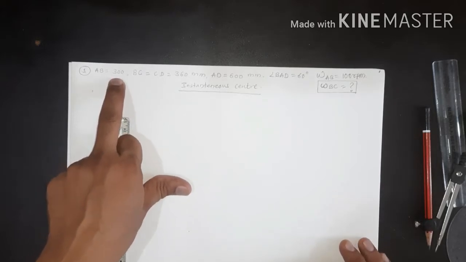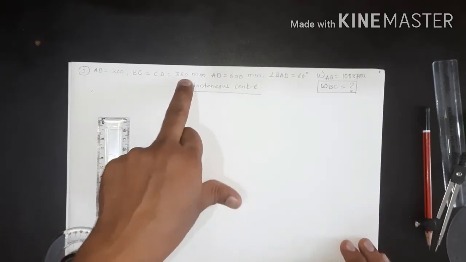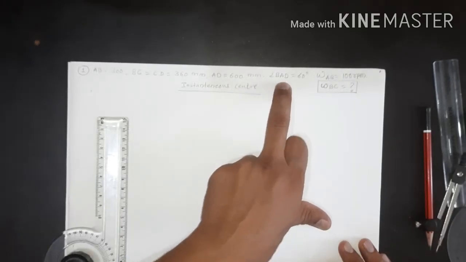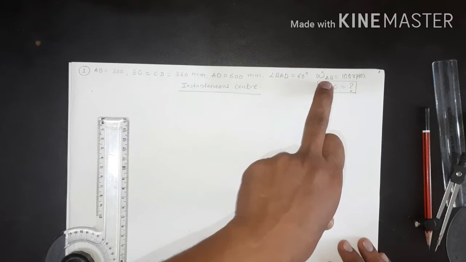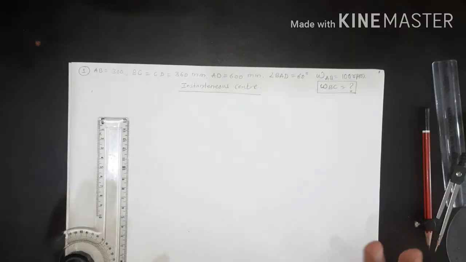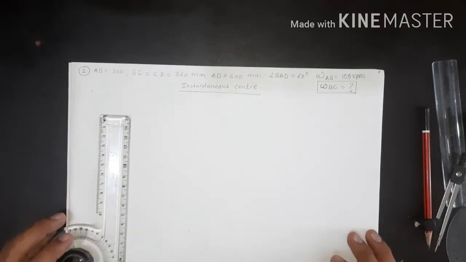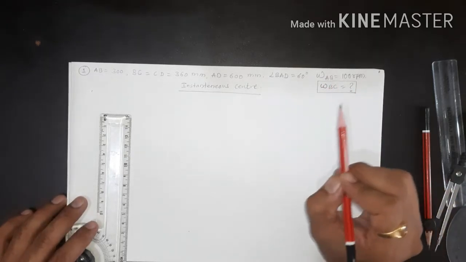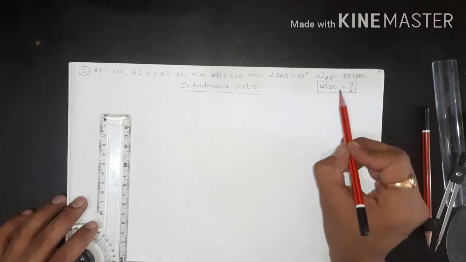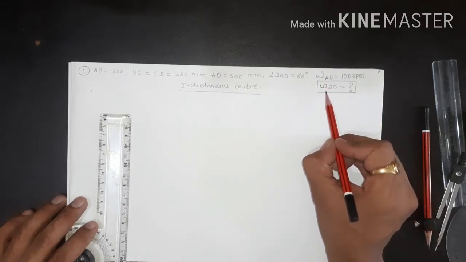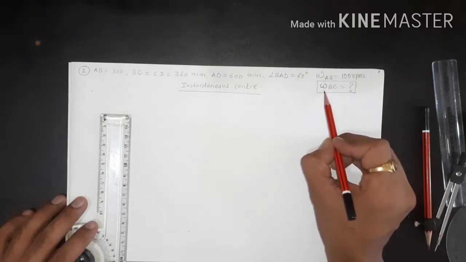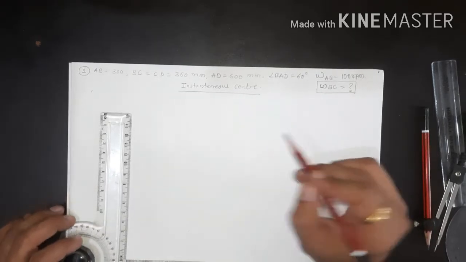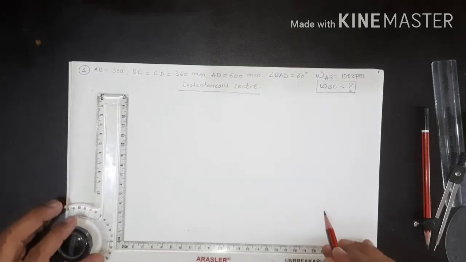AB is equal to 300 mm, BC is equal to CD is equal to 360 mm, AD 600 mm, angle BAD is given 60 degree, and as I told you that one link angular velocity should be known, or linear velocity. So omega AB is given 100 rpm. With respect to this link, we can calculate the unknown entity that is being asked. Omega BC means angular velocity of link BC we have to calculate with the help of instantaneous center method.